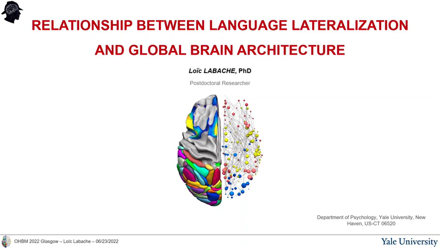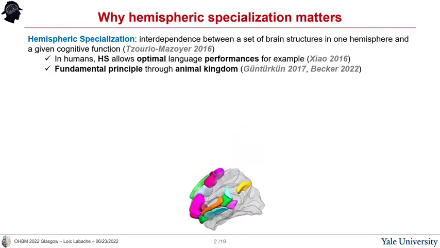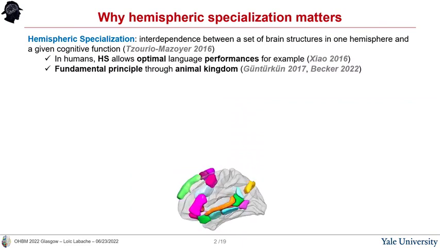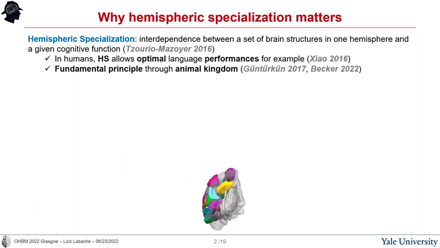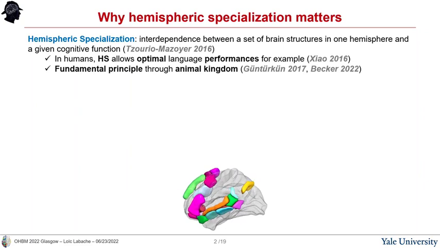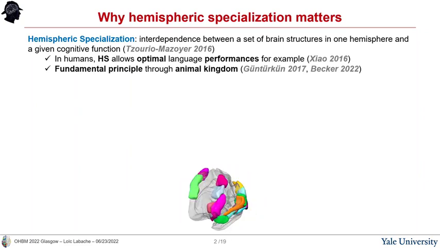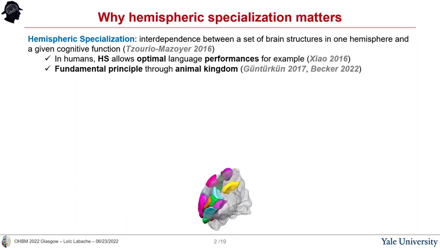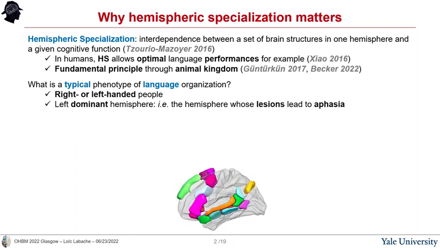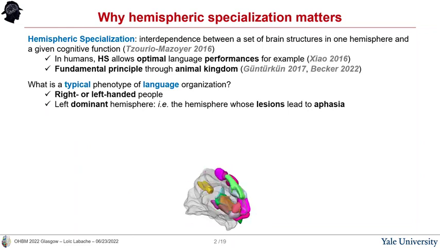Hello everyone. My name is Loic Labache, and I am a postdoctoral researcher at Yale University in the Department of Psychology. Today I will talk to you about the relationship between language lateralization and global brain architecture. Just to get everyone on the same page, we will define hemispheric specialization as an interdependent relationship between a set of brain structures in one hemisphere and a given cognitive function. As you all know, hemispheric specialization is a fundamental principle found throughout the entire animal kingdom. Today we will approach these hemispheric specializations through the perspective of language lateralization.